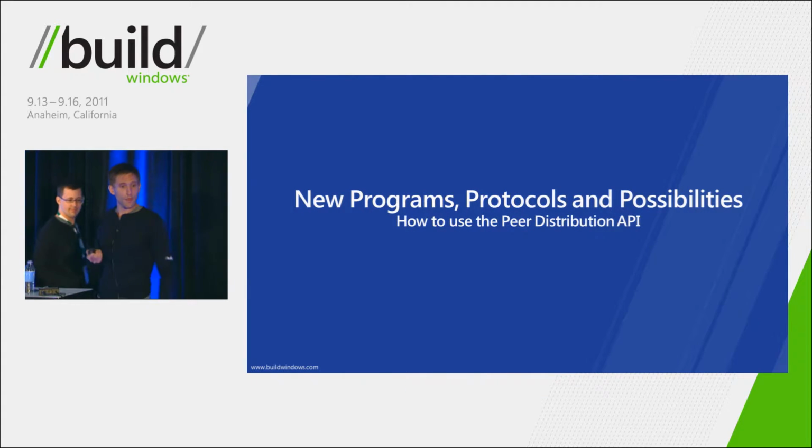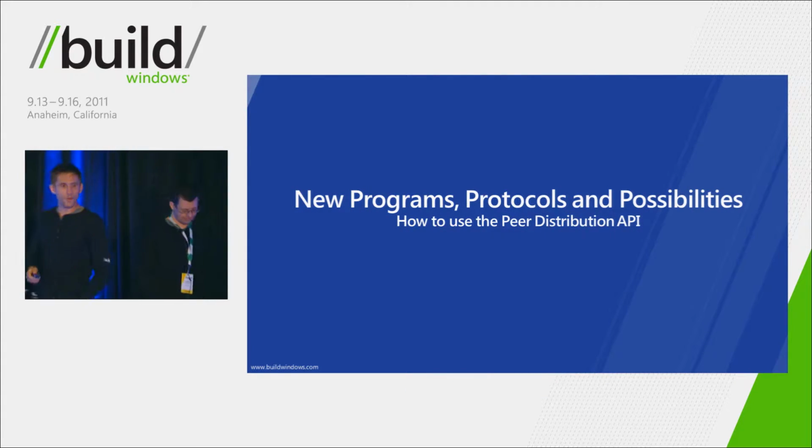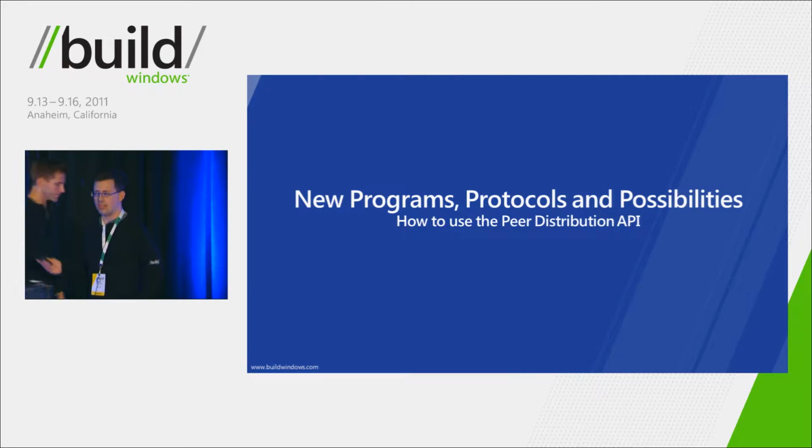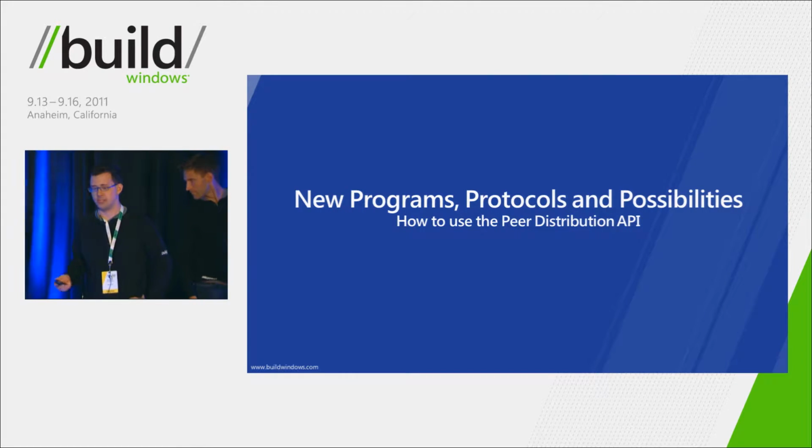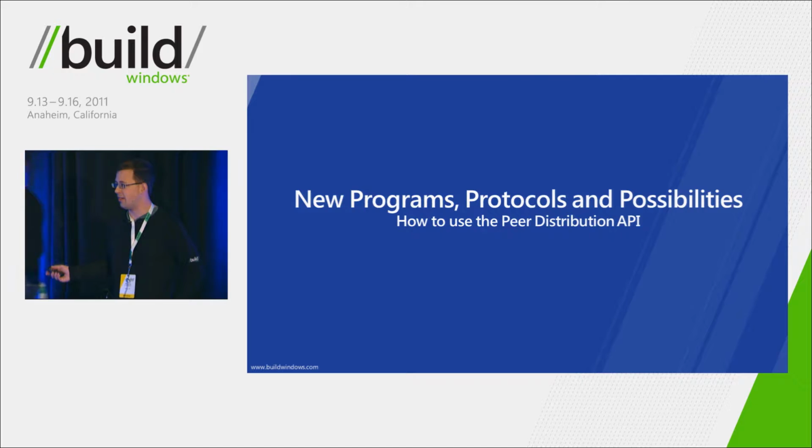All right, I'm going to turn you over to Andrew now. He's going to talk about our platform and the protocols, the API. Thanks, Andrew. Hello, everyone. My name is Andrew Cunningham. I'm a software engineer on the BranchCache team, and I'm going to show you how you can use the peer distribution APIs in order to instrument your own protocols and your own applications.